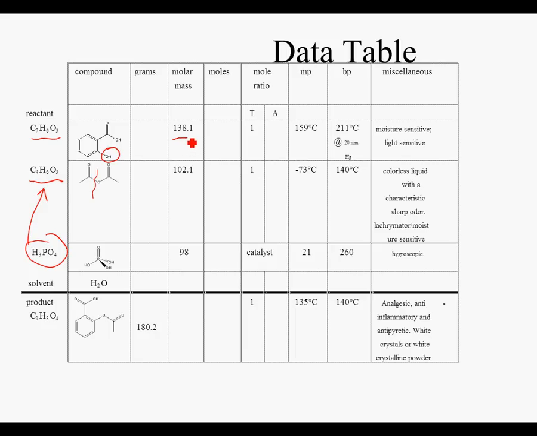Now, there are certain facts. We know the molar mass of the salicylic acid. We know the molar mass of the acetic anhydride. Those are the two key reactants, okay, that we use to make this final product, which is acetylsalicylic acid.